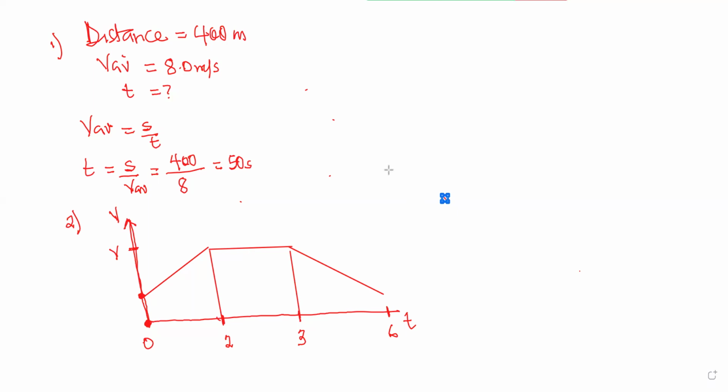Then question 3. The graph below represents the motion of an object traveling in a straight line as a function of time. What is the average speed of the object during the first 4 seconds? So we are looking for the average speed during the first 4 seconds. I'm going to guide you to answer this question, then I will create another one for you.